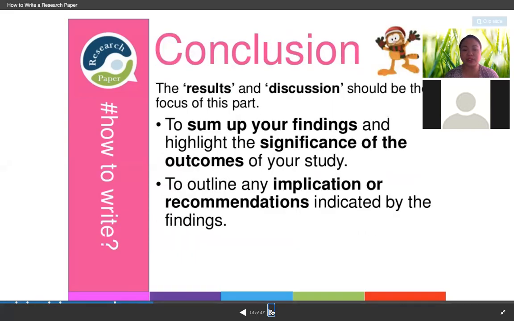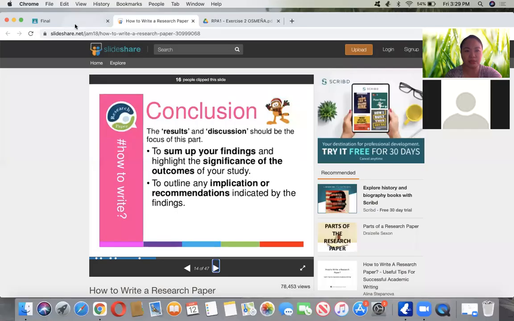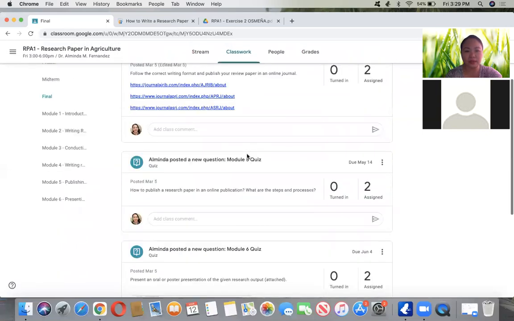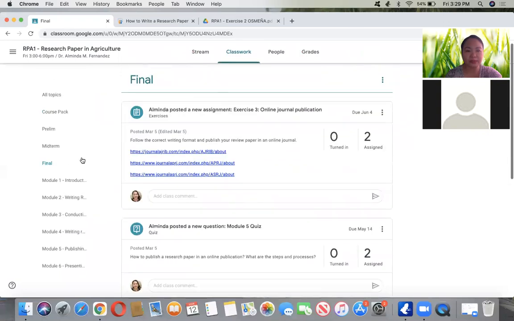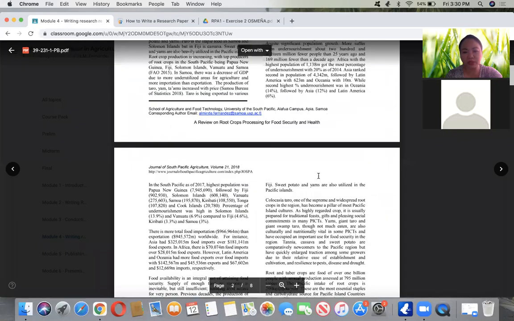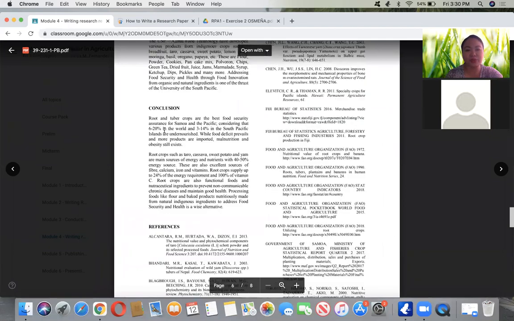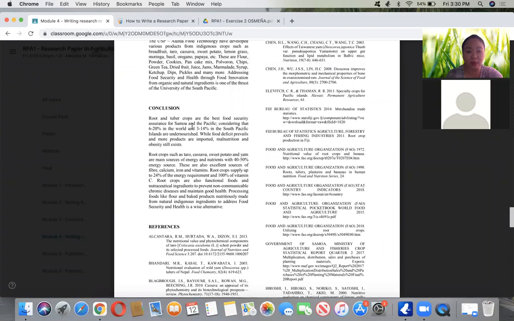And for the conclusion naman, the results and discussion should be the focus of this part. This will sum up your findings, highlight the significance of the outcomes, and outline any implication and recommendation indicated by the findings. So, ayun. I just want to show you again the research paper that I have told you, this one. So yung conclusion ko dito, for example, for this review paper: root and tuber crops are the best food security assurance for Samoa and the Pacific.